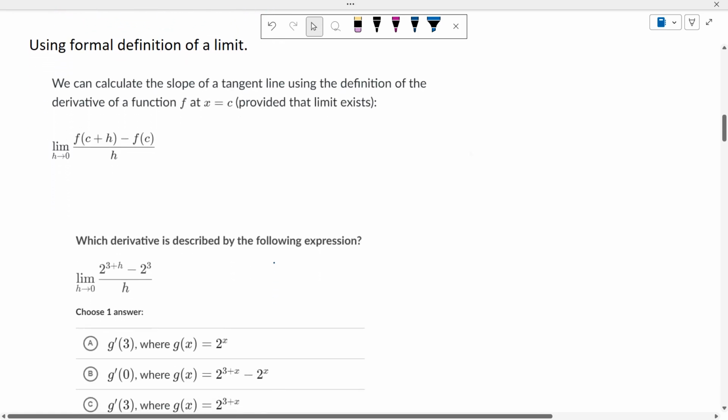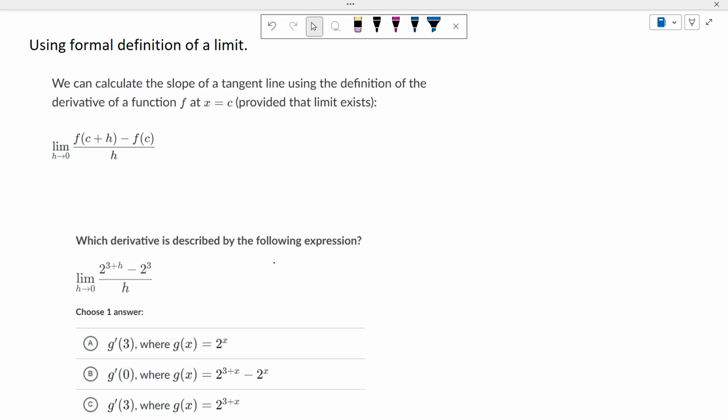This is how I learned calculus. The formal definition of a limit. We can calculate the slope of a tangent line and a derivative of f at x equals c, provided the limit exists, using this formula. And I hammered this home on people forever. And this still appears on the AP Calculus test, so you need to understand this.